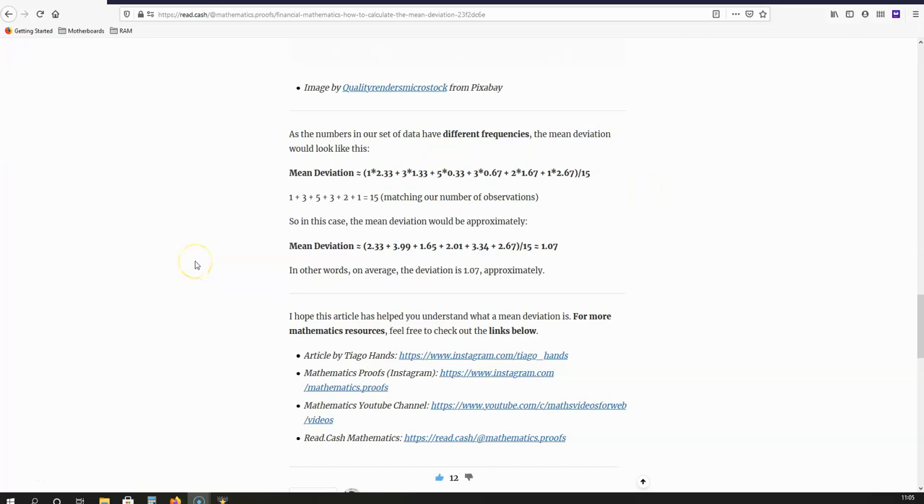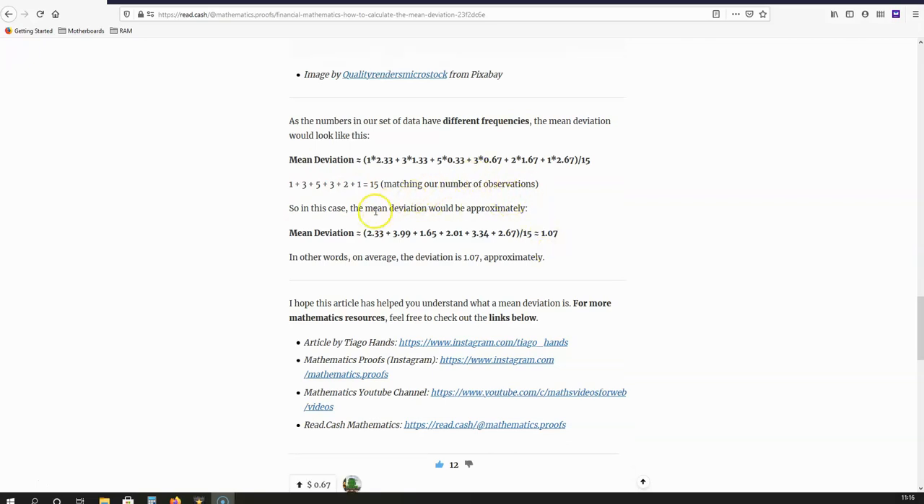Just to make 100% sure that you know what I'm talking about, have a look at the values 1, 3, 5, 3, 2, and 1 in this calculation. If you add up these values, 1 plus 3 plus 5 plus 3 plus 2 plus 1, you get 15. And that matches the number of observations that exist in our set of data.